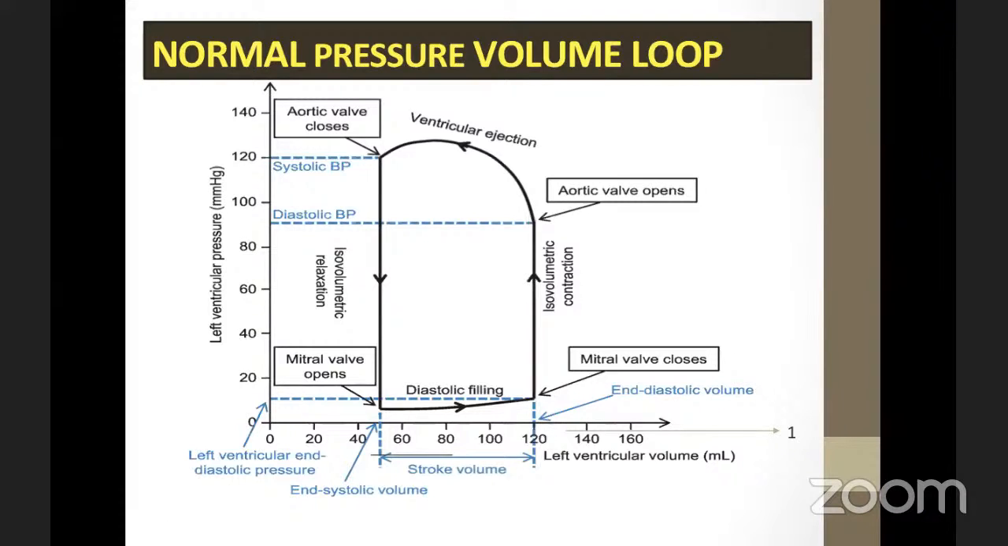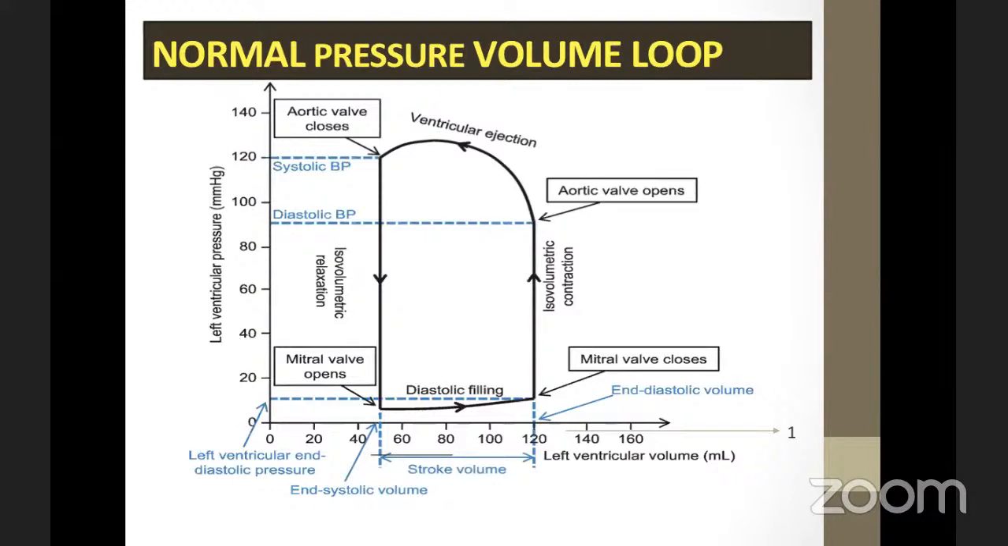Then the ventricular ejection starts in two phases, early and late, and at the end of the ventricular ejection, when the aortic valve closes, the systolic BP is recorded. So this is the normal pressure volume loop.